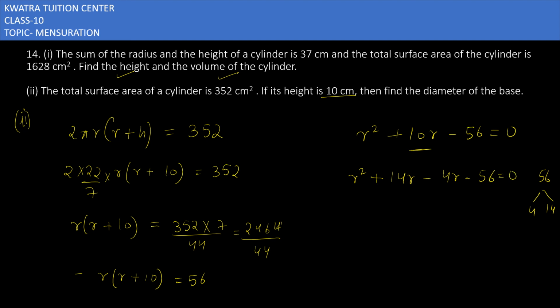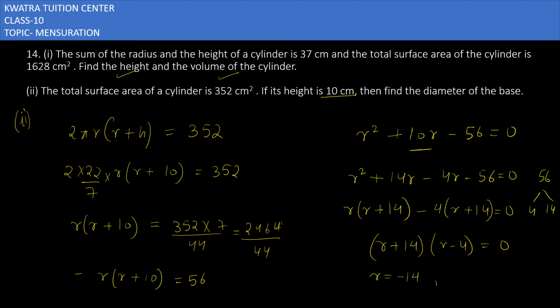Now what you can take common from the first two terms, it will be r, and in bracket we will have r plus 14. From the last two terms we have minus 4, it will be r plus 14 equals 0. So you have two terms involved, r plus 14 and r minus 4 equals 0. So you will get one value of r as minus 14 and the other value of r as 4. So yes, this is your answer.